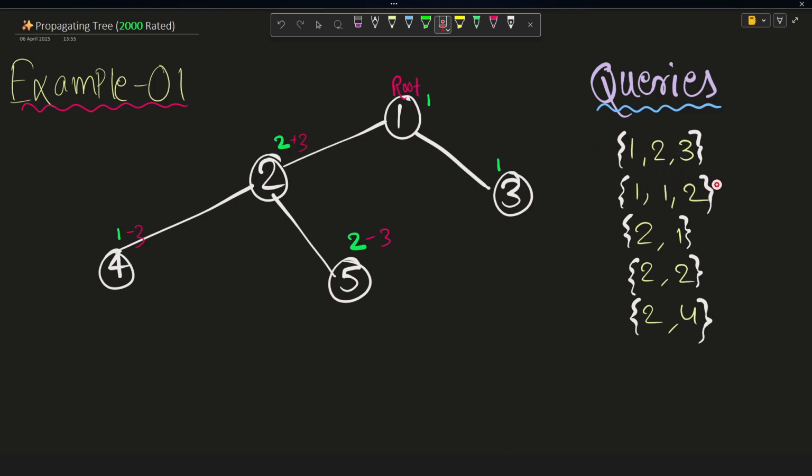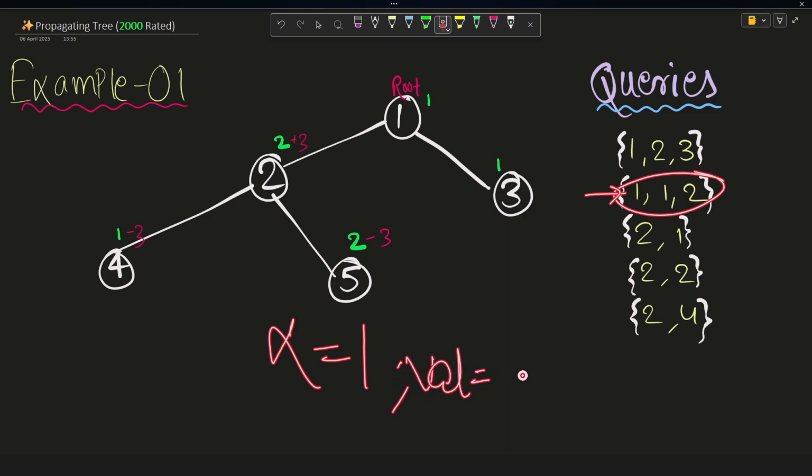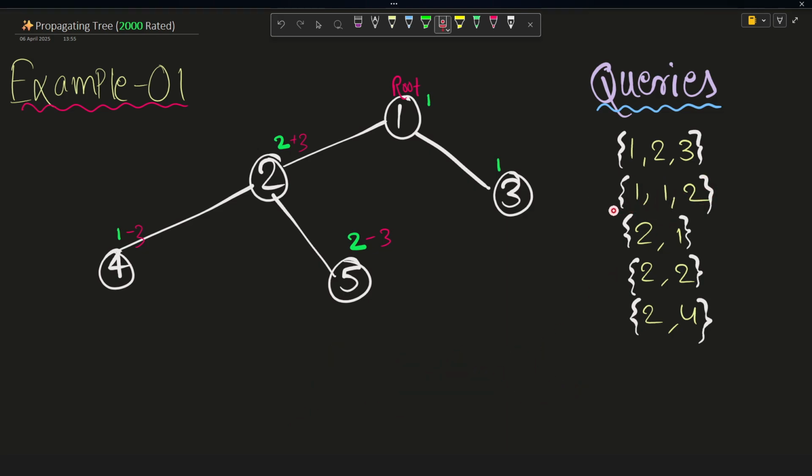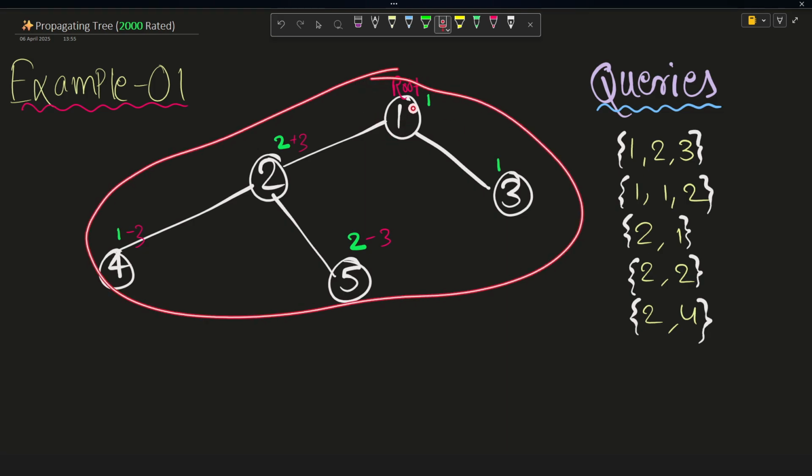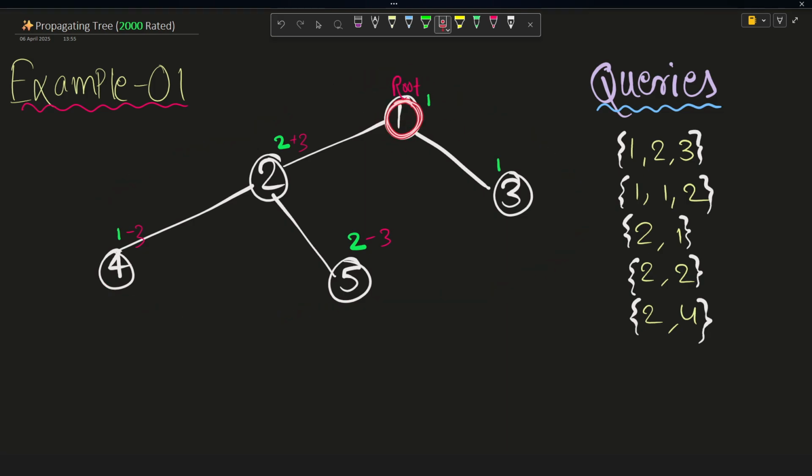Now let us move to the second query. The second query is also of type 1, and in this the value of x is 1 and the value of val is 2, that is 1 comma 2. Since x is 1, it means that we have to go to node 1 of the tree. Where is node 1 located? It is located at the very top, that is the root node. This is the first node, and in this node we have to add a value of plus 2.